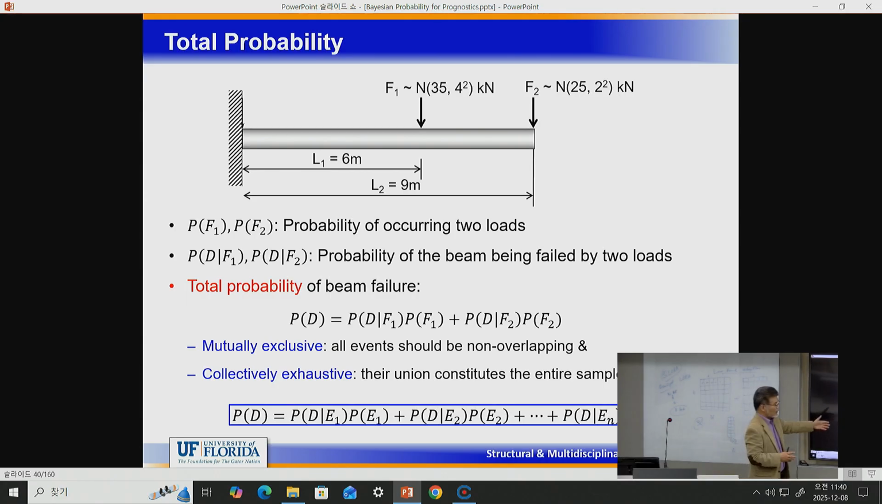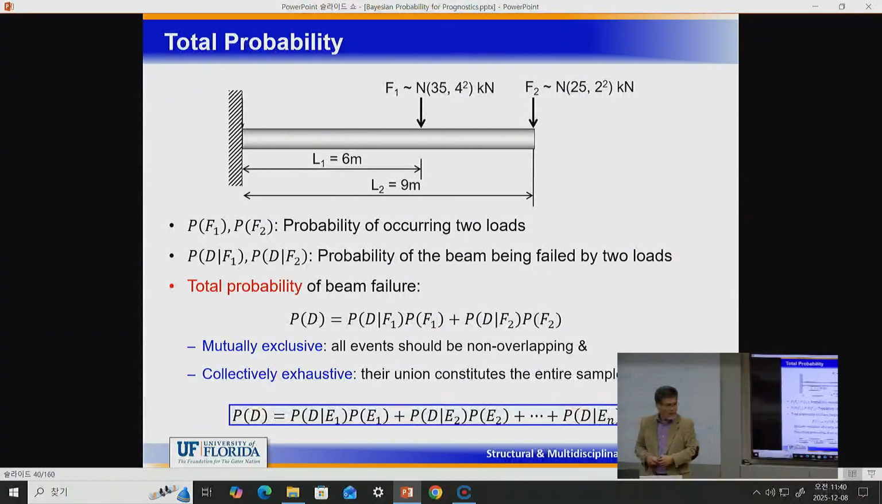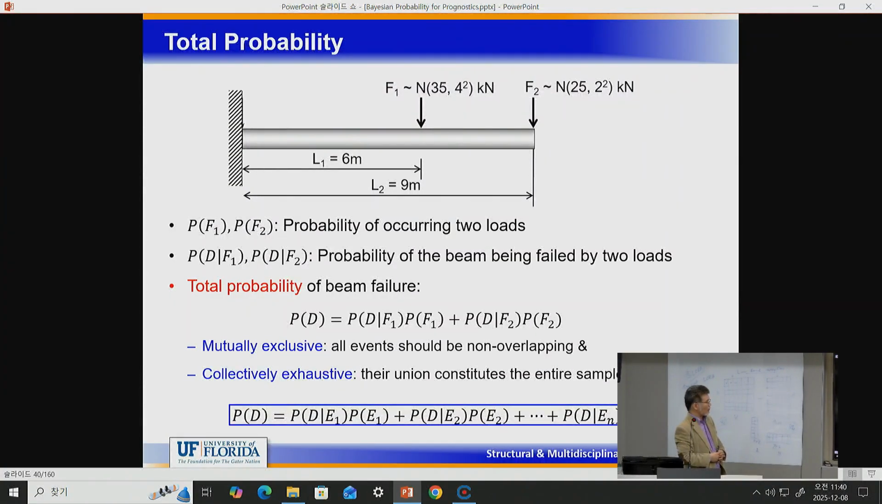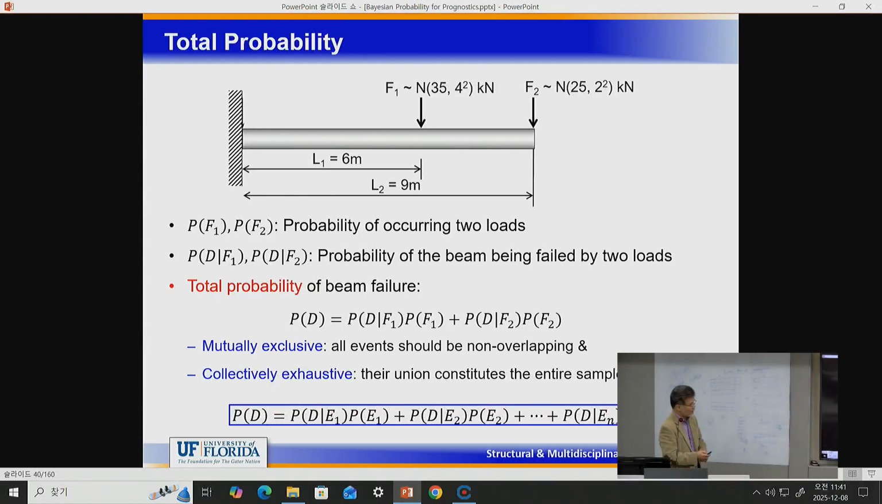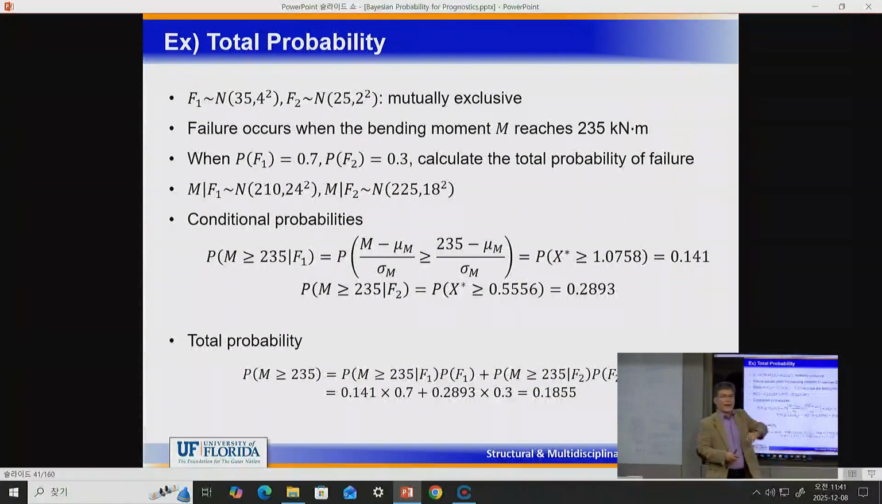If you have many different events that are collectively exhaustive, meaning E1, E2, E3, E4 are all mutually exclusive but together they cover the entire sample space, then this can be applied for multiple events at the same time. They all need a conditional probability multiplied by its marginal probability. You add them together, and that will give you the total probability. All right, where are we? So let's calculate the total probability, knowing that F1 and F2 are mutually exclusive.